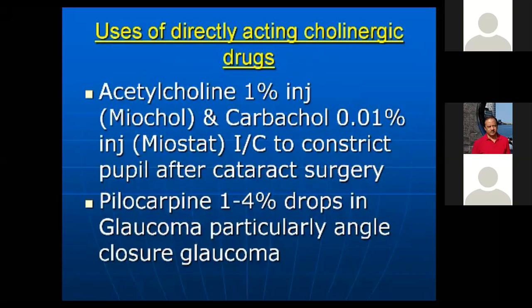Pilocarpine drops are available in the form of eye drops, and the percentage varies from 1%, 2%, 4%. These pilocarpine drops are used in glaucoma, particularly angle closure glaucoma. You know, there are different types of glaucoma, mainly open angle glaucoma and closed angle or narrow angle glaucoma. So pilocarpine can be used in every type of glaucoma, but mainly in angle closure glaucoma.